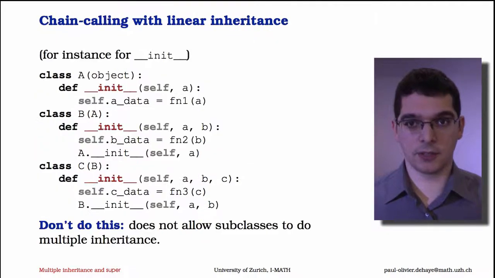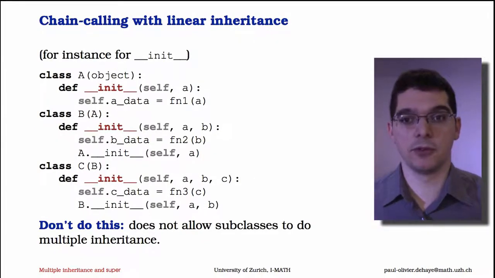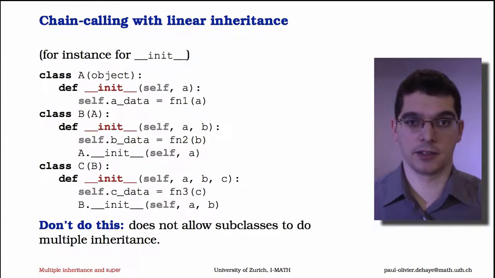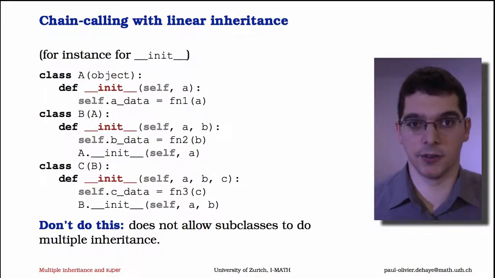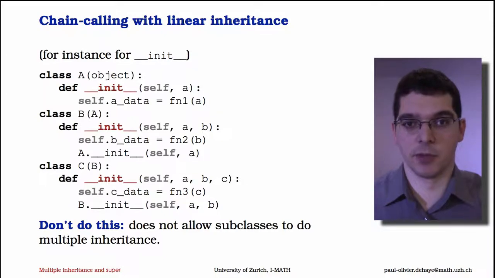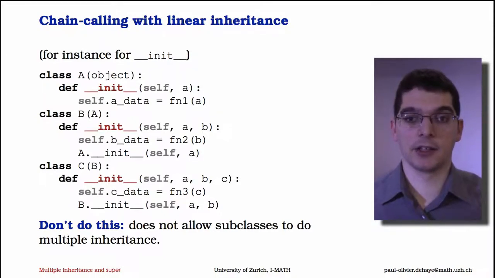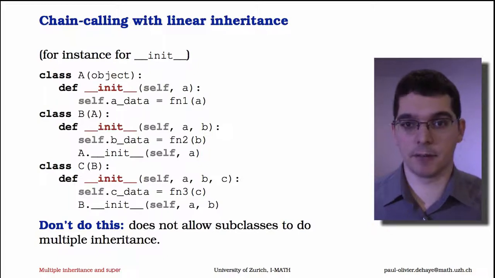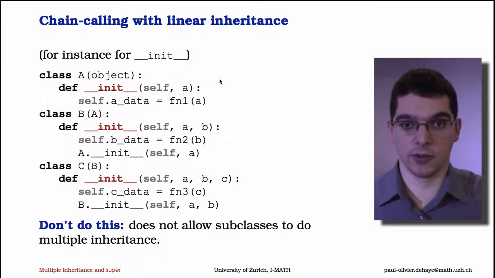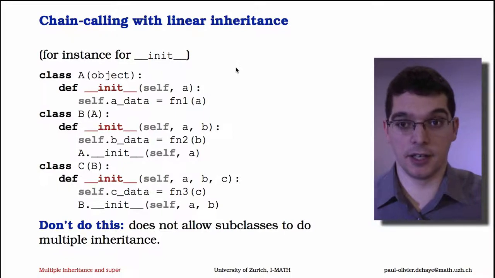Now, there is one problem, and the problem is when you use chain calling. Chain calling means you want to call all the previous ones, not just call one method, but call all the methods with that name in the inheritance graph. So let's see how you already have that problem with linear inheritance. Let's say we have a constructor for all kinds of classes that are in a linear inheritance relationship.